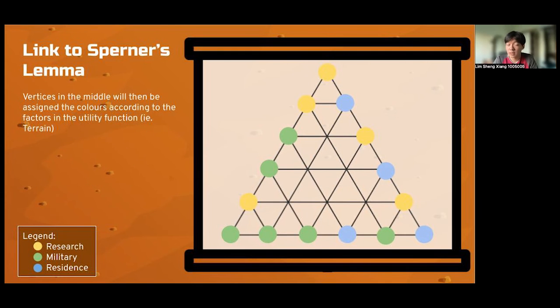So what about the vertices in the middle? The vertices in the middle will then be assigned colors according to various factors defined in the utility function. So for instance, terrain. So this is a possible set of coloring that can be assigned to the vertices in the middle based on the various factors.